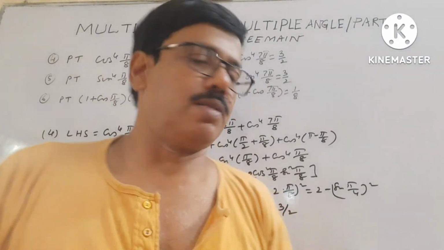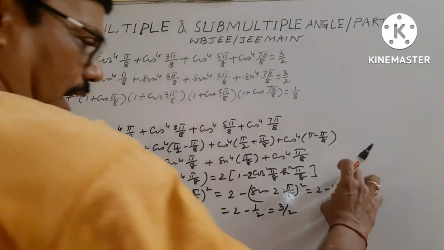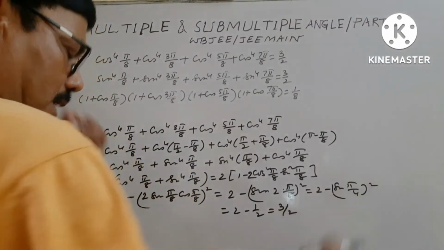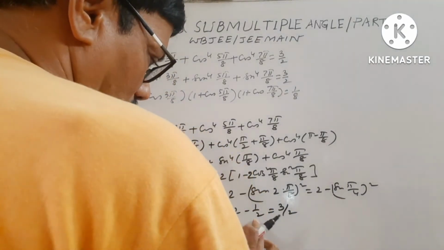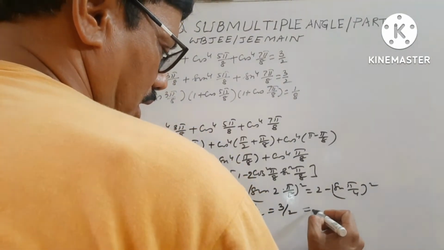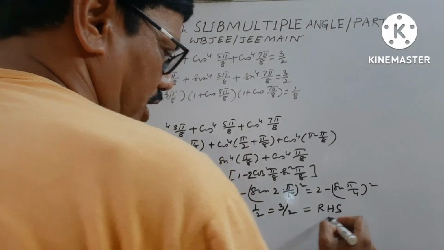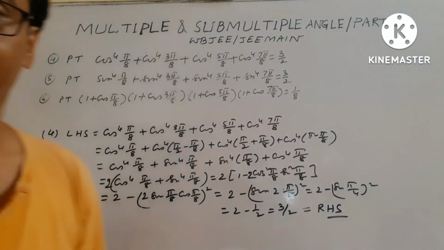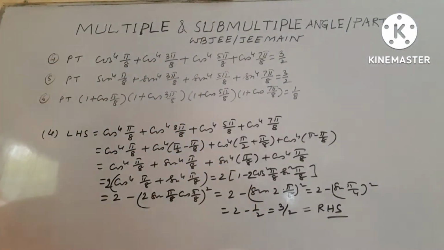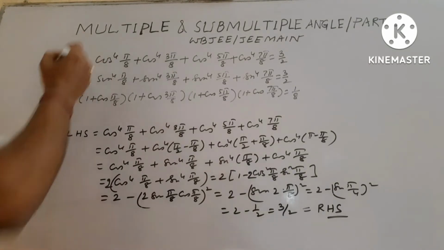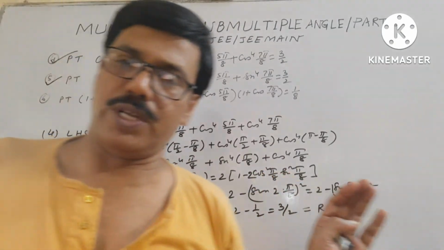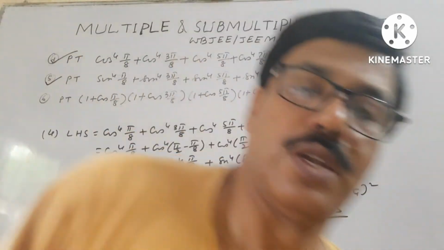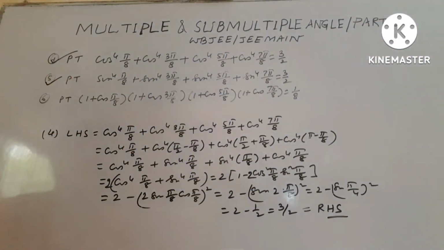So this is our main aim, to get a known angle. So sin pi by 4 is 1 by root 2. So 1 by root 2 whole square. So 2 minus half equals 3 by 2 equals RHS. Now second one is exactly the same. These are all problems of JEE Main and WBJEE also. So now consider the sixth one.